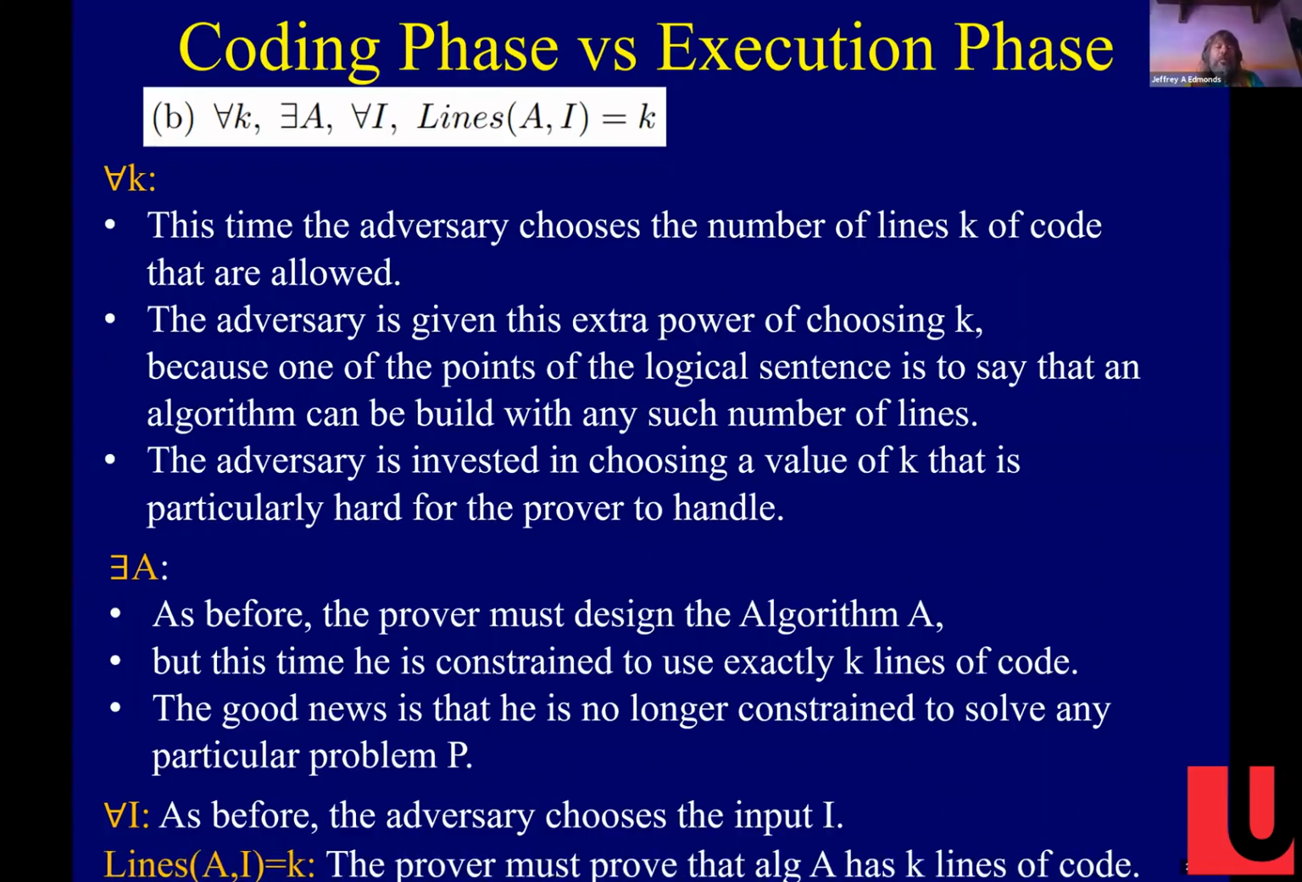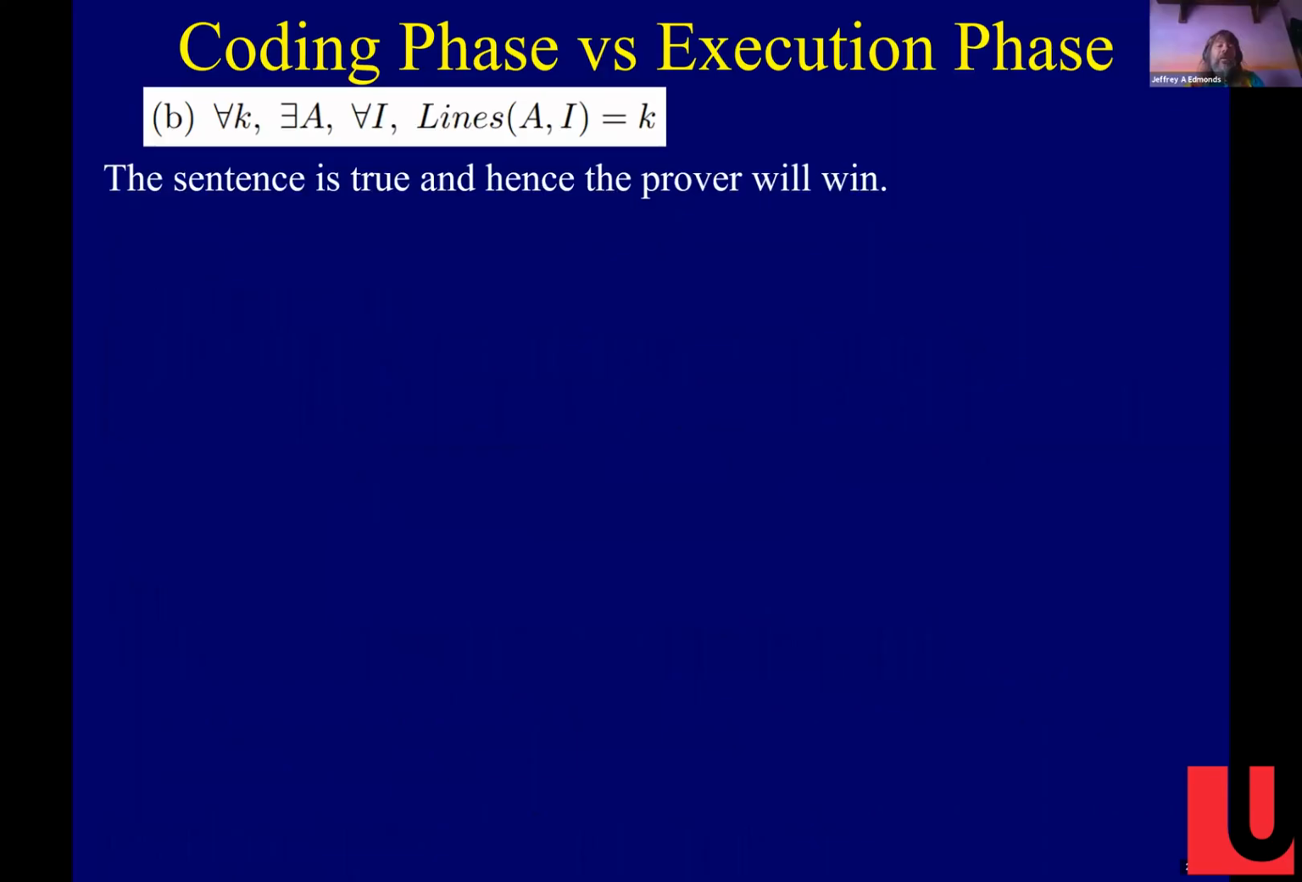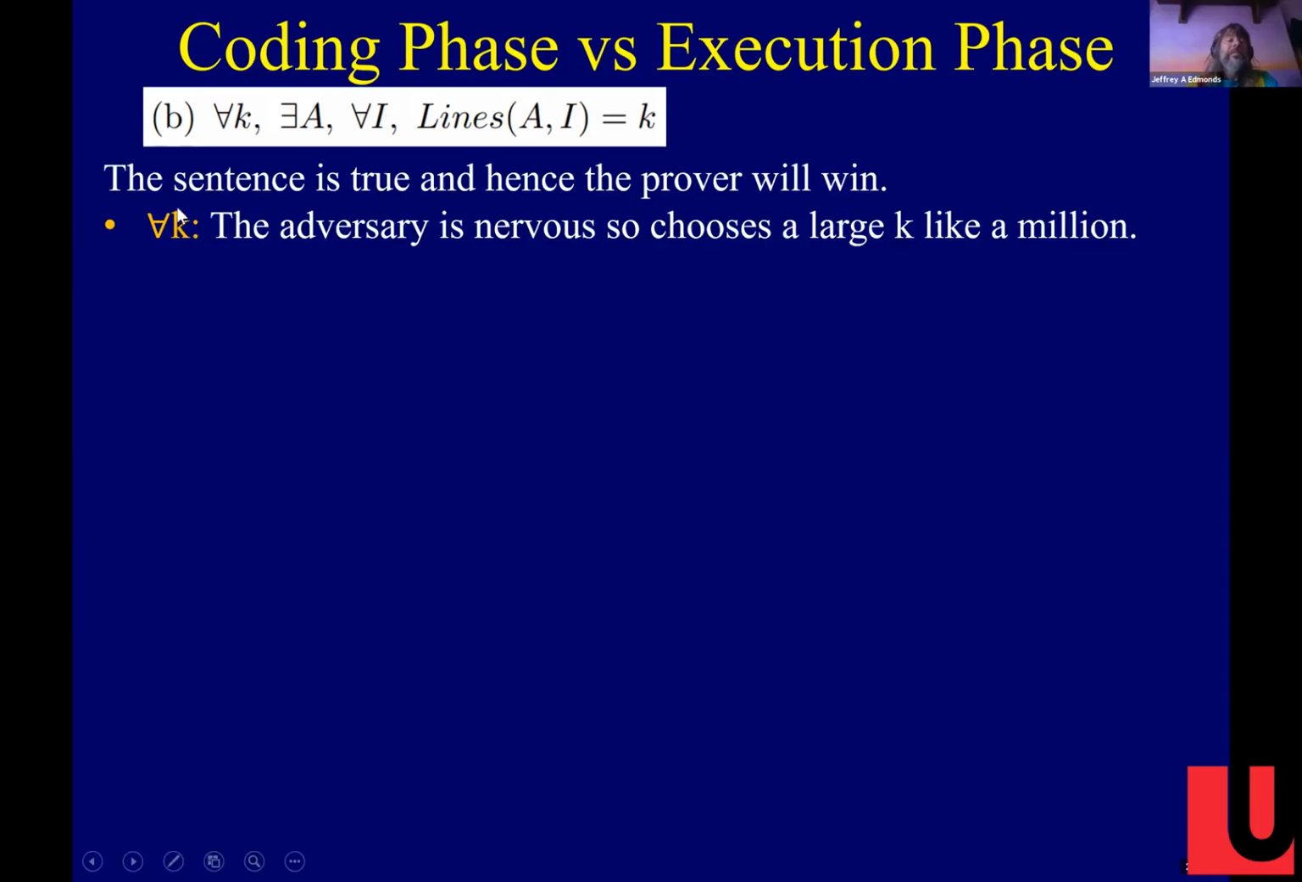All right. So now I'm claiming we have to know, is this sentence true or false? And I'm claiming it's true. And because it's true, we have to come up with a strategy in which the prover can win. So here it says for all k, so we say let k be an arbitrary value.